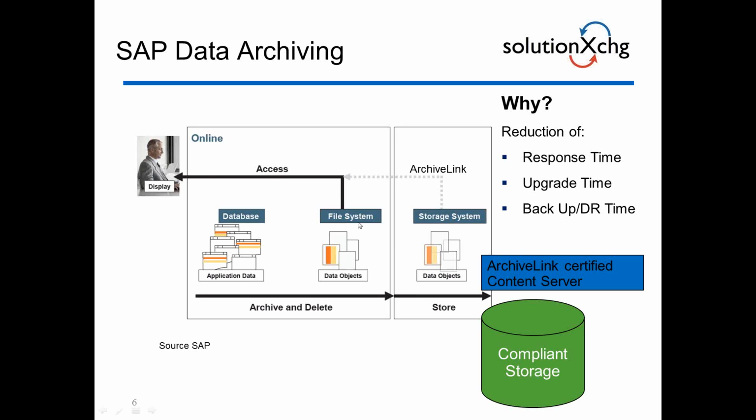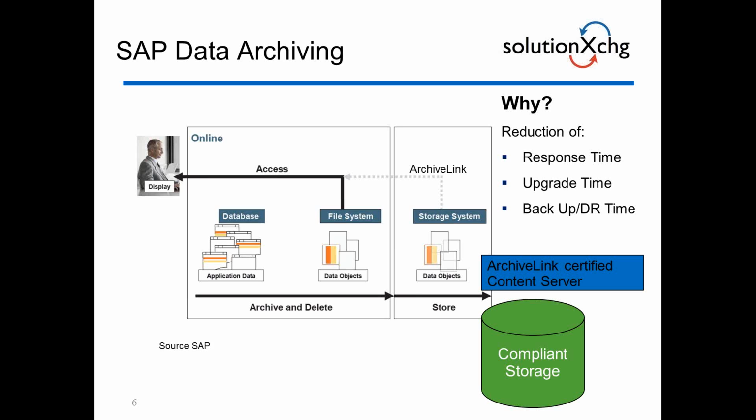After that, you will run your delete job, and that deletes the data out of the SAP database that you've just written to this file system. The access comes from the file system if you don't run the next step in that job step chronology, and that is actually storing those files on an archive link or certified storage system.